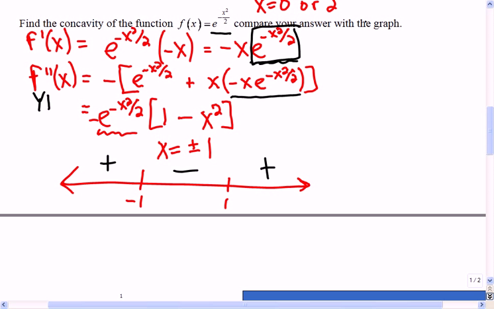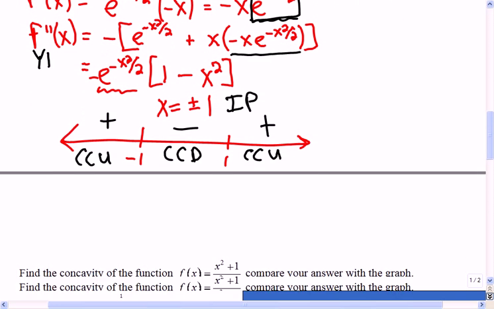Somebody got it, okay. So then if we wanted to put this in, this is concave up, concave down, concave up, and those are my inflection points at plus and minus 1. So that's the answer. Those are the abbreviations that I'll be expecting because we're all lazy mathematicians and we don't want to write concave up and concave down in our homework. Okay, so are we okay to move to the next one?